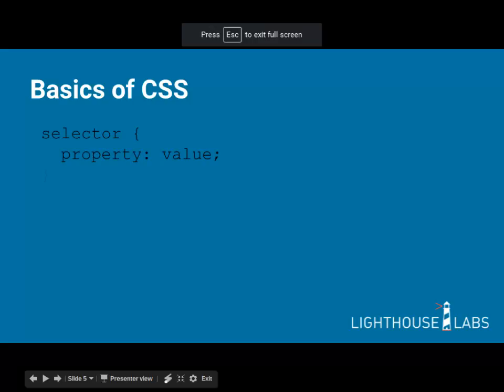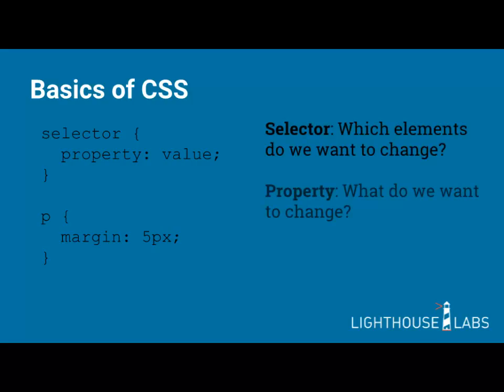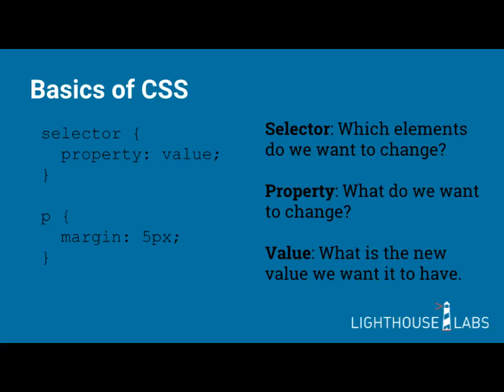Okay, so here's our selectors, our properties and values. Very simple P tag definition. What element do we want to change? What do we want to change? And of course, just like with the attribute, you assign it a value. With the attribute, use an equal sign. With the value, use a colon.